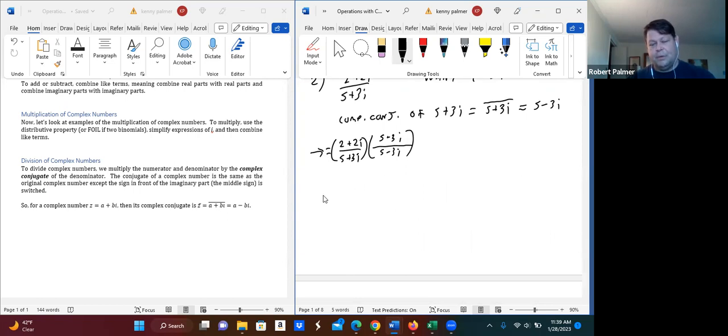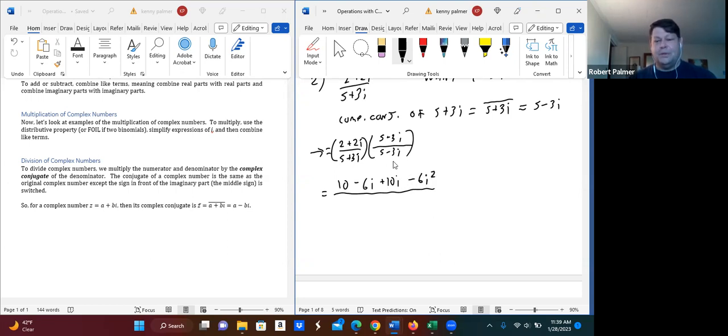Equal signs there. Okay, so I'm going to FOIL the numerator. So 2 times 5 is 10. The outer one is 2 times negative 3i, which is negative 6i. The inner ones, plus 2i times 5, is plus 10i. Then the last one is plus 2i times minus 3i, which is negative 6i squared.